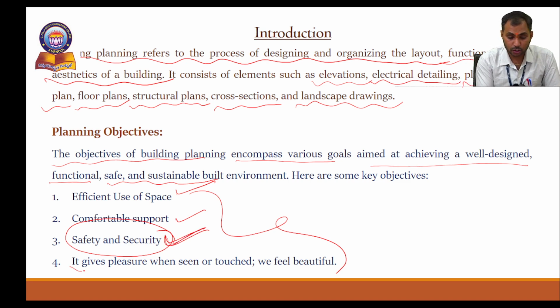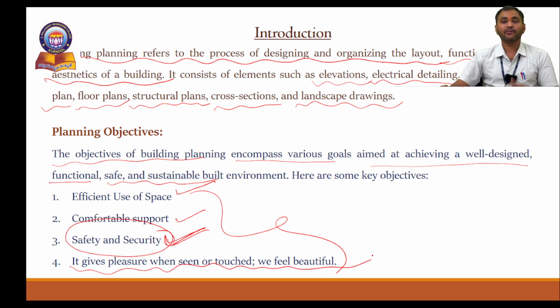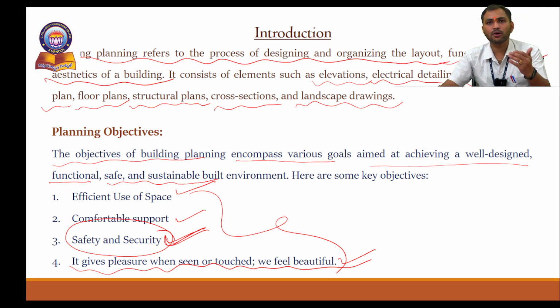Okay, next, it gives pleasure when it is seen or when we feel it. For example, if we go to other houses, or our neighbors' houses, or our family members' houses, we feel, wow, what a very good house it is, such a pleasant environment. The ventilation is also very good, excellent. It is so beautiful looking. We give very good comments. So I want to construct a pleasant environment like this. These are the main planning objectives we need to follow for our buildings.